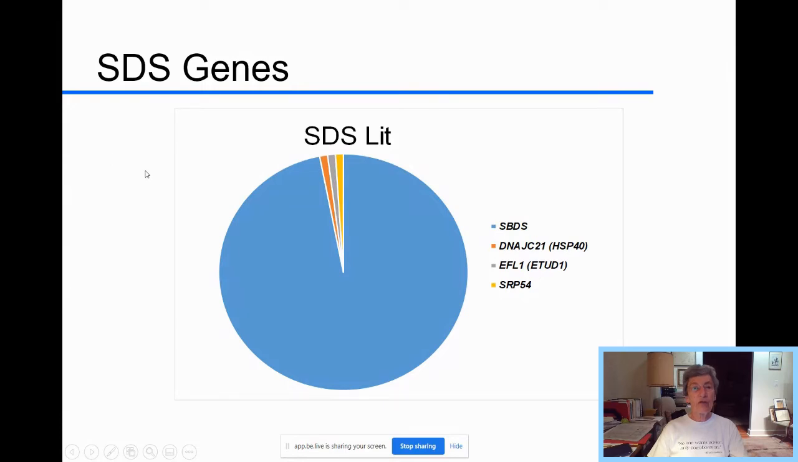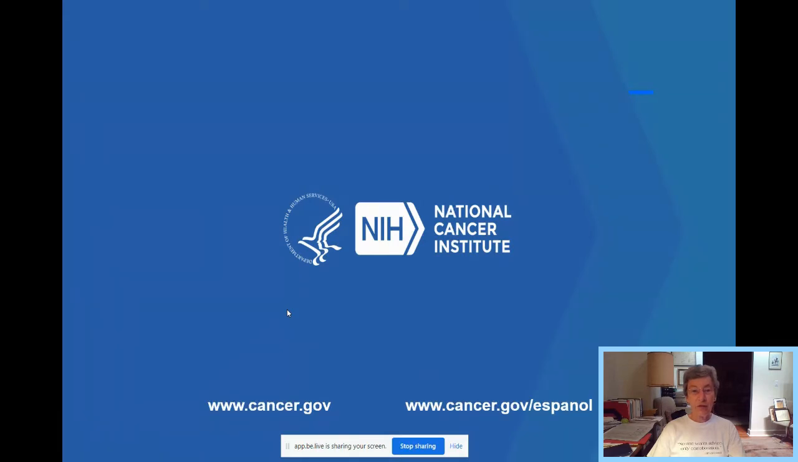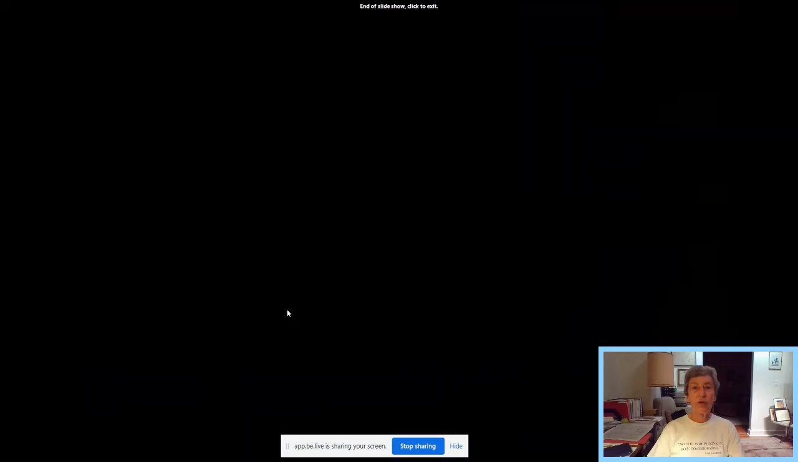A little about the genes for Shwachman Diamond Syndrome, although I gather this has already been clarified for you. Most of the cases in the medical literature are classical Shwachman Diamond Syndrome with mutations in both of the SBDS genes. There are a few other genes that may be involved with patients who clinically appear to be like the Shwachman Diamond patients. And that's the end of my slides, and I'm happy to take any questions.